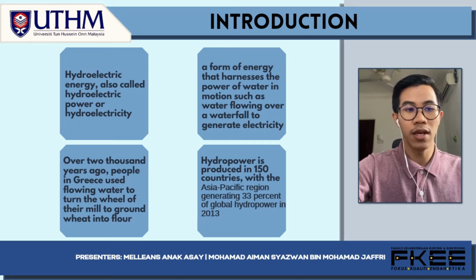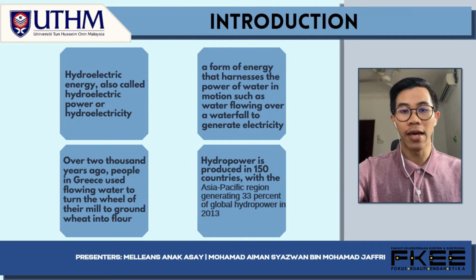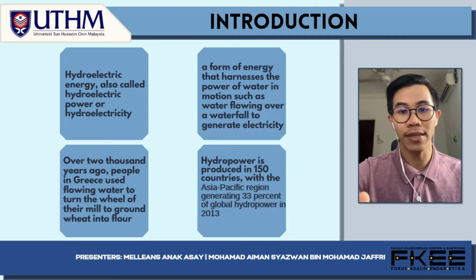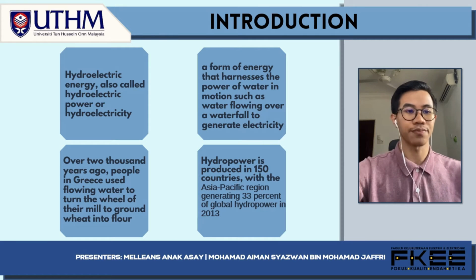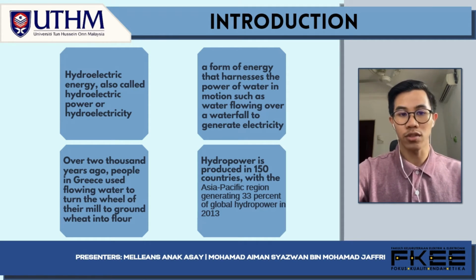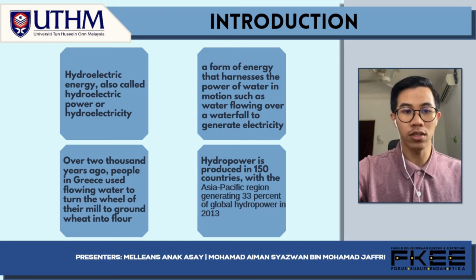In 2015, hydropower generated 16.6% of the world's total electricity and 70% of all renewable electricity, and was expected to increase by about 3.1% each year for the next 25 years. Then, hydropower is produced in 150 countries, with the Asia-Pacific region generating 33% of global hydropower in 2013.